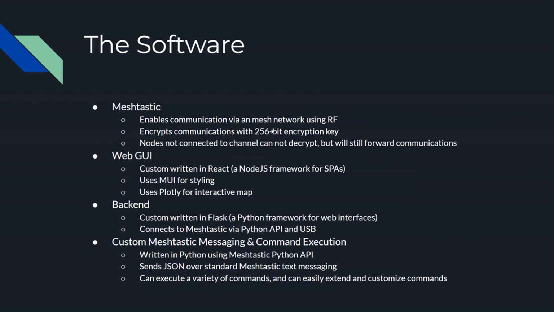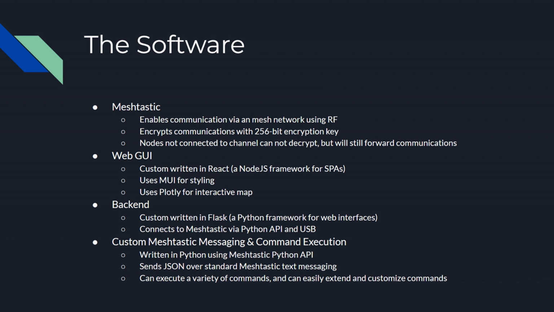The software. Meshtastic is open source software which is going to enable communication via a mesh network using radio frequencies. By default, it enables encryption using a 256-bit encryption key, and nodes that are not connected to the channel will still continue to transmit but will not be able to decrypt a communication if they're not on the channel with the correct key. The web GUI is custom-written React software. It uses MUI for styling, and it uses Plotly in order to provide an interactive map of knowing where your nodes are at all times.